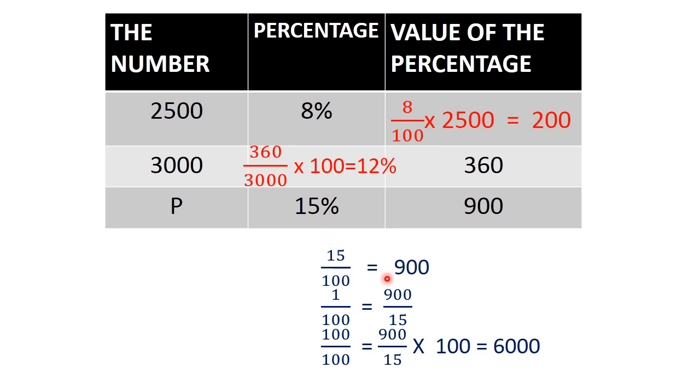15 over 100 means 900. Then you can find 1 over 100 in this way. Then the total whole value means 100 over 100.